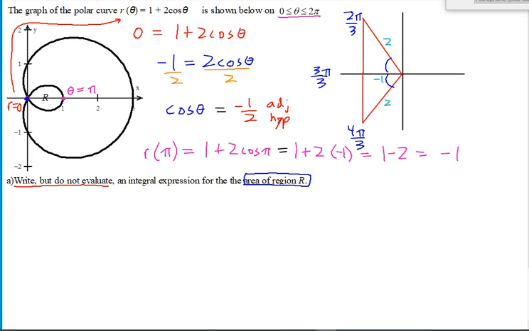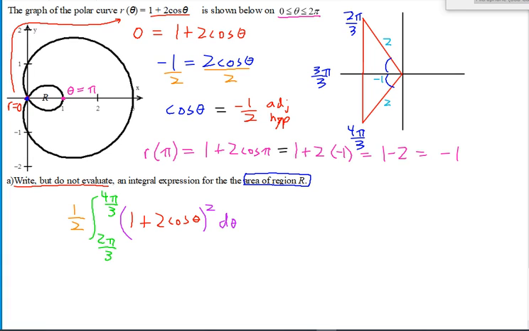So then to write the expression for the area, it'd be 1/2 integral. We figured out the lower limit, the starting angle, is 2 pi over 3. The upper limit, stopping angle, is 4 pi over 3. That's where the radius is 0, where the loop starts and stops. And then we have the radius squared. So 1 plus 2 cosine theta, that's our radius this time, squared times d theta. Again, we just have to write but do not evaluate.